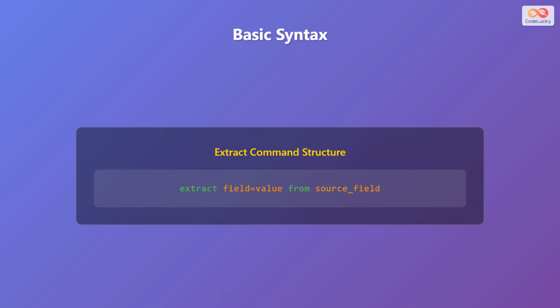The field parameter defines what you want to name your new extracted field, while the value represents the pattern or delimiter you want to use for extraction. The from parameter specifies which existing field contains the data you want to extract from. Understanding this basic syntax is crucial because all variations of the extract command build upon these core elements.